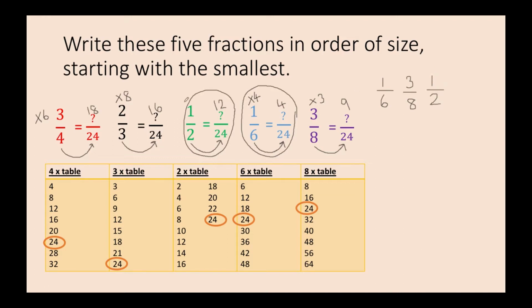And then I have 16 over 24, which means 2/3 was my next biggest, and finally I have 18, which means 3/4 was my biggest one. Did I start with the smallest first? Yes, just checking.